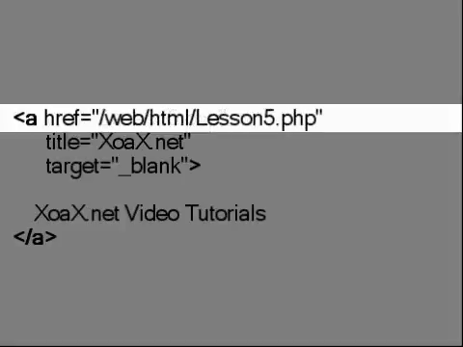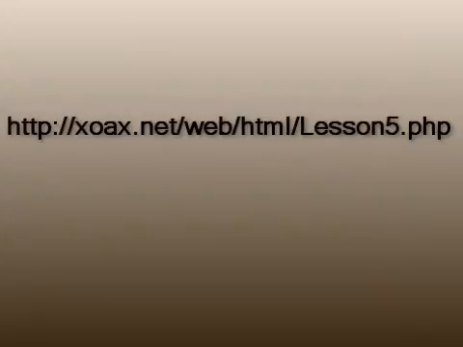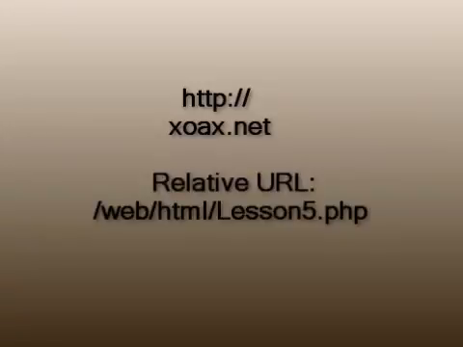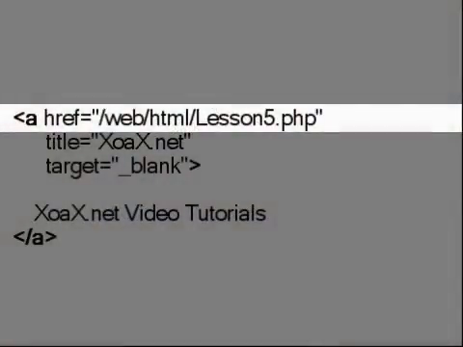Here's another form of a relative URL. When you use a relative URL, it means that we assume the HTTP and the domain name of the website. Here I just put the full path to the file and use the forward slash as the first character to tell the web browser to start at the domain's root web folder, which is where your website's main page lives.